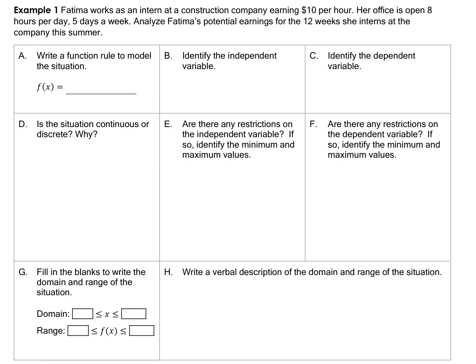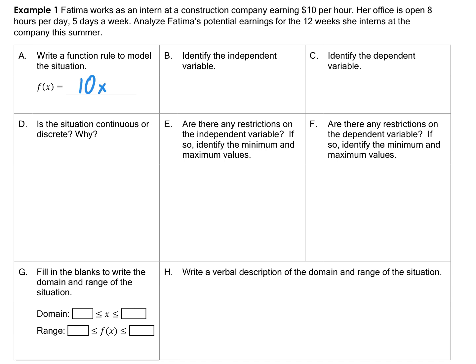Let's begin by writing a function rule to model the situation. We want to know f of x equals blank. Well, if f of x is her earnings and she earns $10 per hour, then we need to multiply 10 by x, the number of hours. f of x equals 10x.